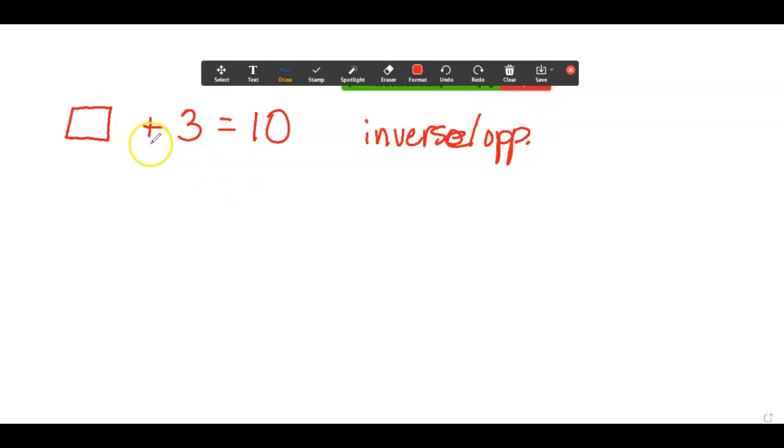What's the opposite of addition? That would be subtraction, okay? So if I subtract 3 on this side, what that's doing is it's taking this 3 away, and I'm left with just a square. And whatever I do to one side, I do to the other side to make it balanced. Okay, so 10 minus 3 is 7. So I'm saying that the square is equal to 7.